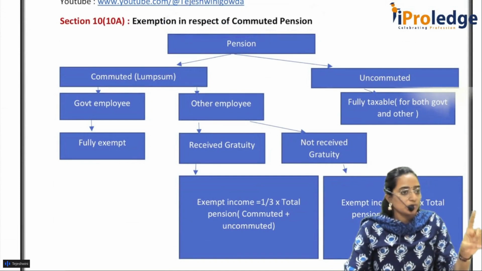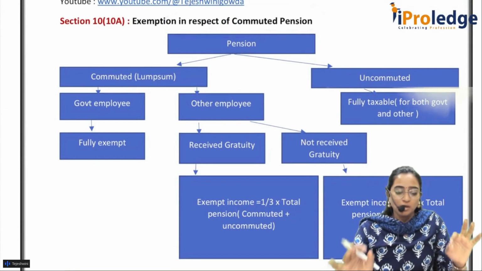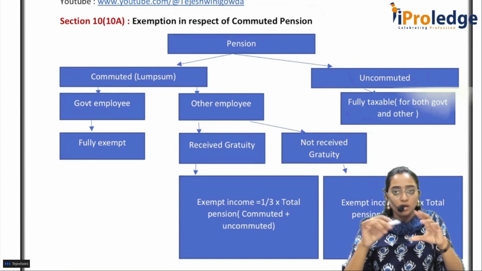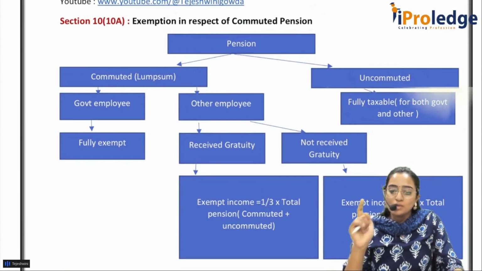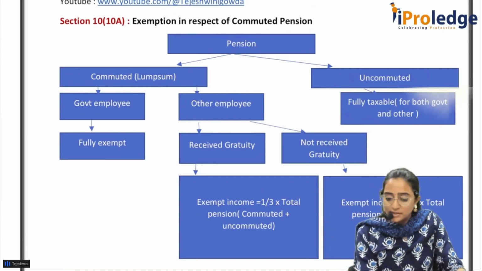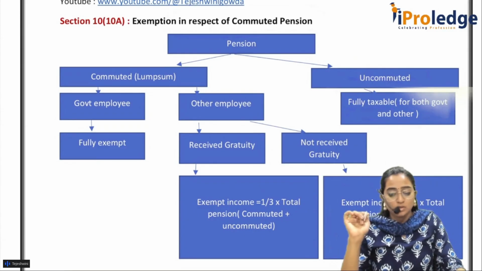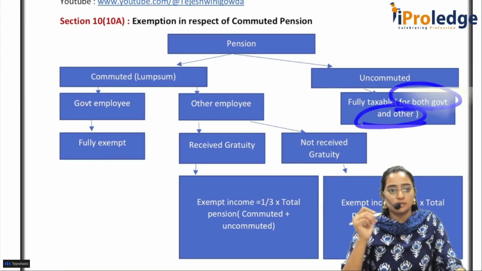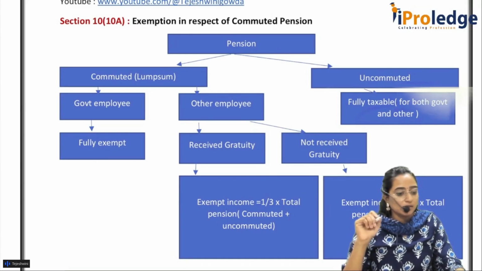Pensions are of two types, commuted pension and uncommuted pension. Always remember, uncommuted pensions are fully taxable. What do I mean by fully taxable? If you receive even a single rupee as uncommuted pension, without any exemption, everything would be considered taxable. It is fully taxable for both government and others. Uncommuted pensions are periodical pensions. Clear, people, it is going to be fully taxable.